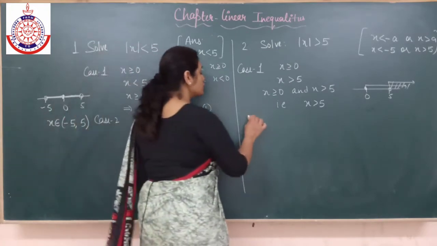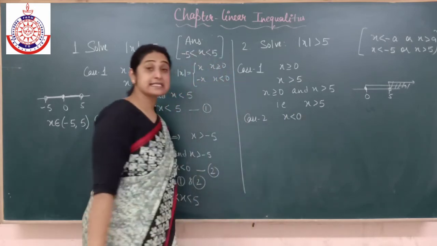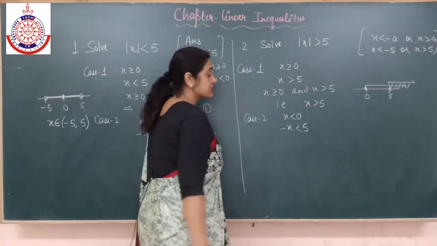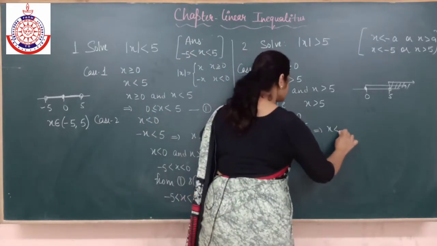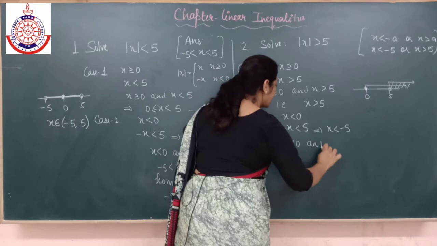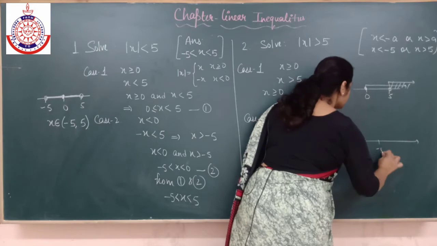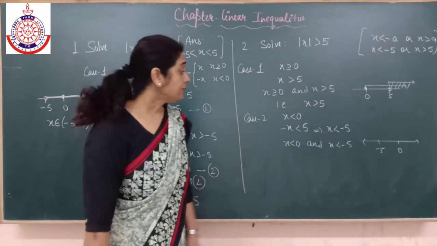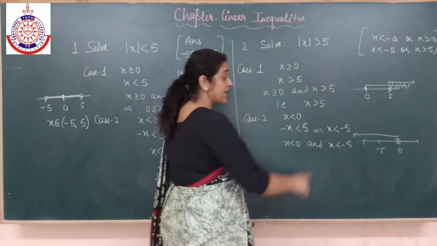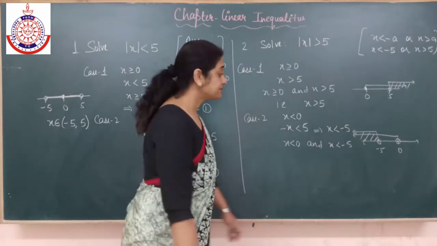Understood? Case 2. x is less than 0. When x is less than 0, this modulus will be opened with the negative sign. Multiplying both sides by the minus sign. Now I have x is less than 0 and x is less than minus 5. Do it on the number line, if any problem. This is minus 5, this is 0. Clear? x less than 0. x less than minus 5. What is common?